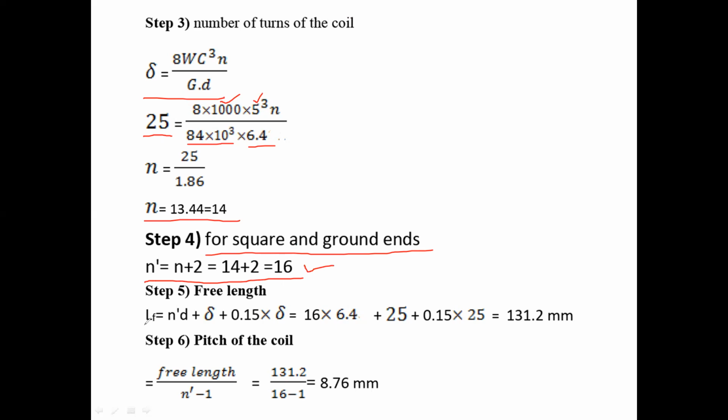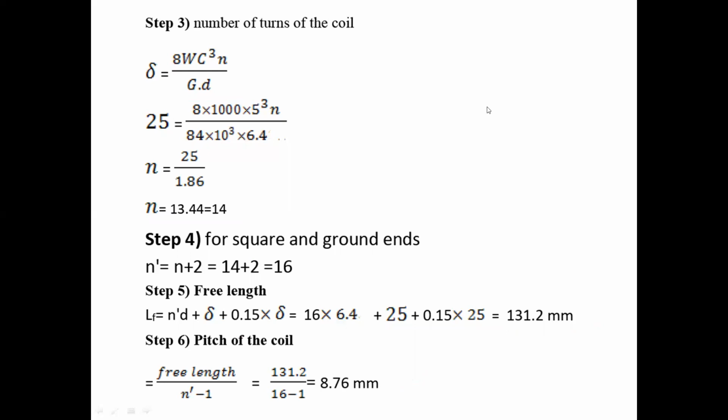We know the formula for finding the free length. In this free length formula, it is the total number of turns multiplied by the diameter, plus delta, plus 15% more deflection. If I take all this, then we get the free length as 131.2 mm. As far as pitch is concerned, it is free length divided by n dash minus 1. So the pitch of the spring also we can get from this formula. So this completes the design of the spring.